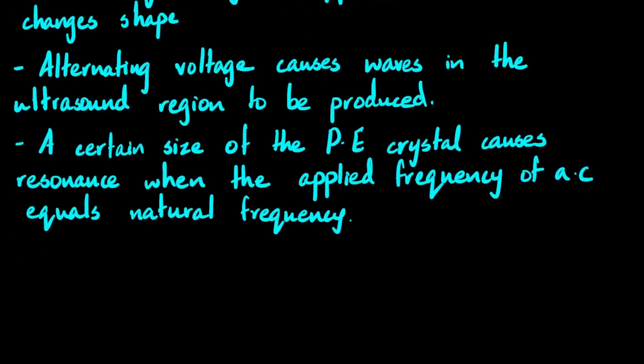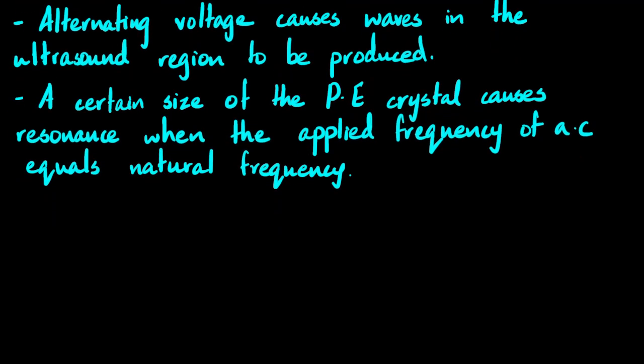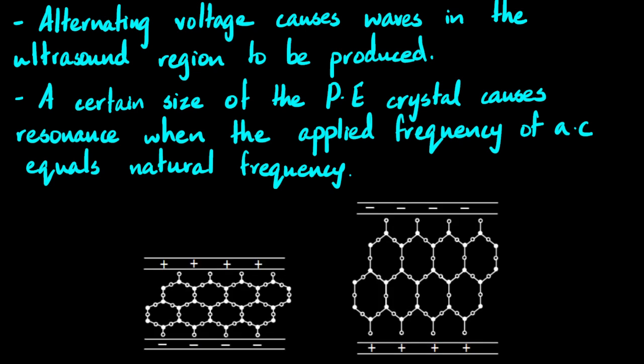So let's also have a look at how this frequency is really produced. What effect does the alternating voltage have on the shape of the piezoelectric crystal? When a voltage is applied in a certain way, it can cause the structure of this piezoelectric crystal to compress. But when it's applied in the opposite polarity, notice that positive here becomes the negative, and this negative becomes the positive.